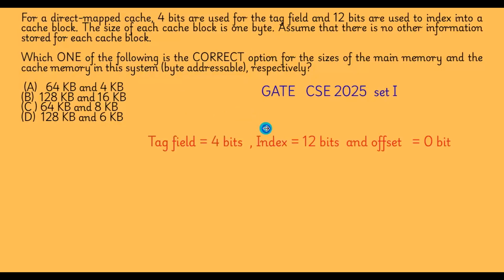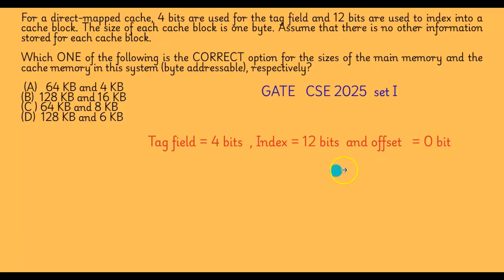So what is the tag field length? It is already given, 4 bits. What is the length of the index? It is already given, 12 bits. And each cache block contains only 1 byte. That means we don't need any more information to locate the particular byte because each cache block contains only 1 byte. So the offset length is 0 bits.